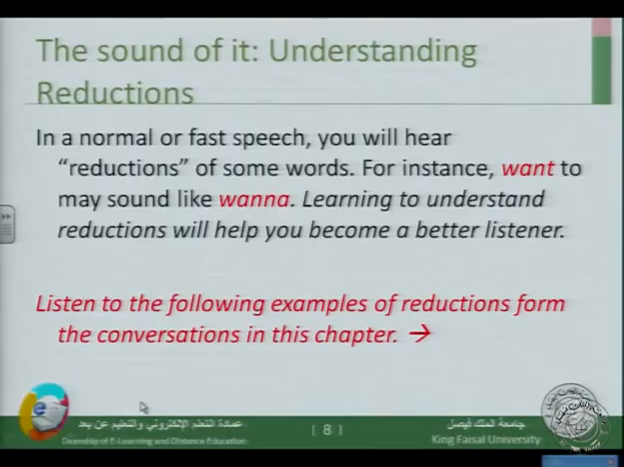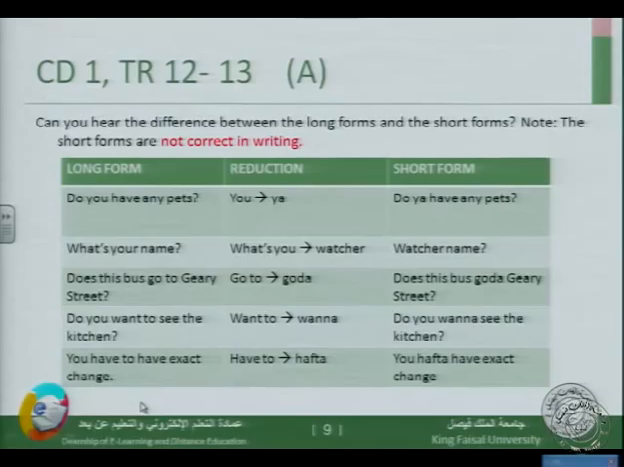We had actually an advice: in normal or fast speech, you will hear reductions of some words. For instance, "one, two" sounds like "buena". So learning to understand reductions will help you become a better listener and a better speaker. That's why I used to give you examples and many exercises about reductions. That's why I have focused on the reduction lessons.